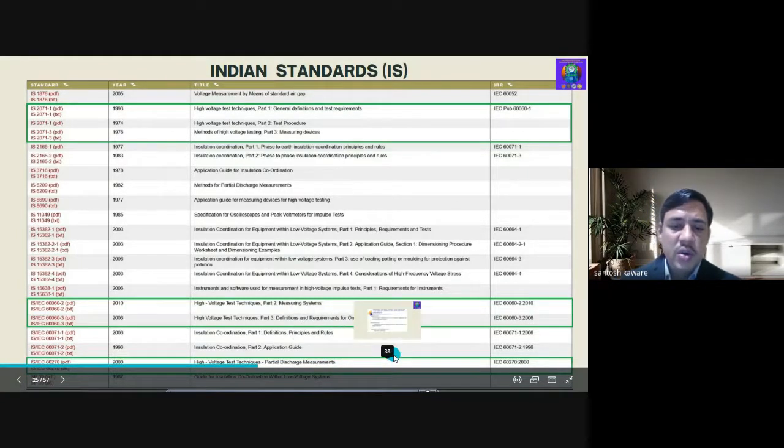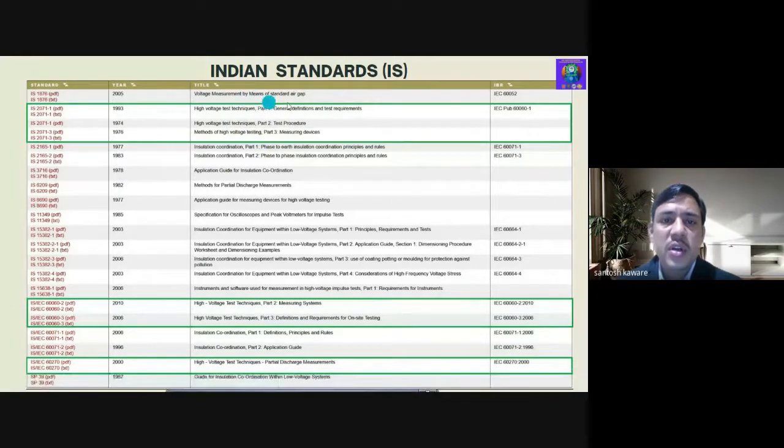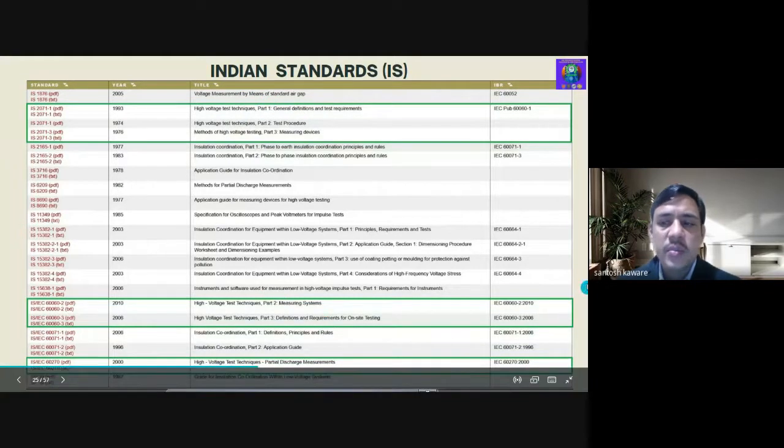Again, we have another standard, that is IEC or IS 60270, that is high voltage test techniques, especially partial discharge measurements are covered in this IS. So these are the IS which are important for our today's discussion.